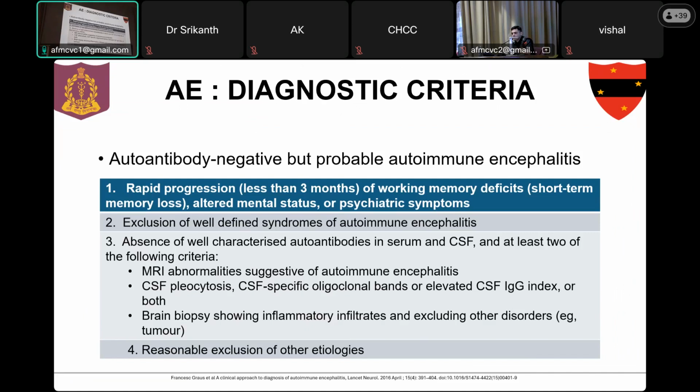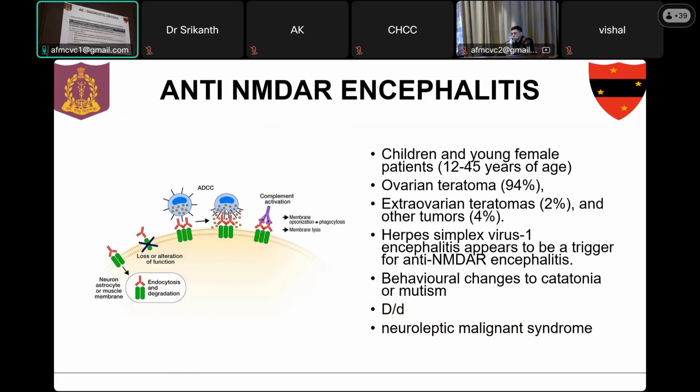Again, there has to be rapid progress within 3 months of the symptoms mentioned in the previous slide. And either the MRI is abnormal or the CSF shows pleocytosis, or you can get a brain biopsy done which shows inflammatory infiltrates, and you exclude the other etiologies. And they don't fit into any well-defined autoimmune encephalitis syndrome. So if you get these things, you can straight away start them on treatment. Next.